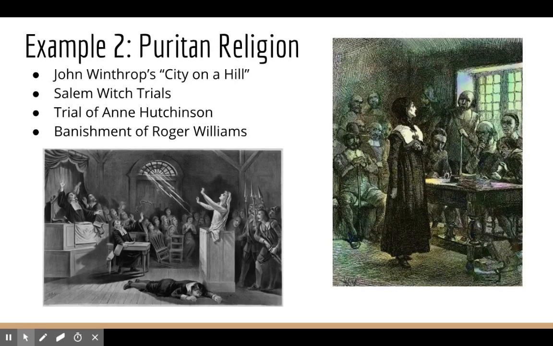Young girls claimed to be possessed by the devil. They accused local women in the Puritan community of witchcraft. A special court, which we'll talk about later, was set up in Massachusetts, and a woman named Bridget Bishop was actually convicted of witchcraft and hanged, along with 18 others.